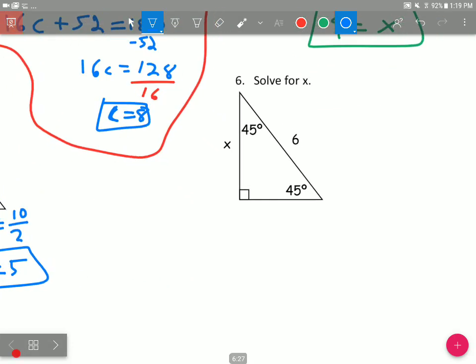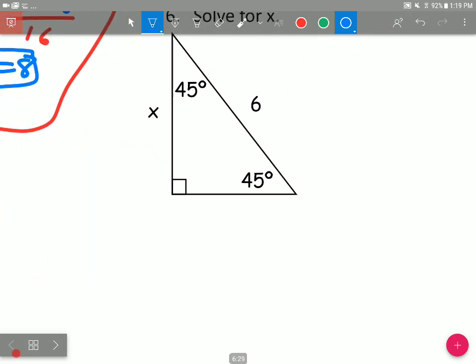How long is this video? 6.5 minutes. I'll finish with this one. All right, 45, 45. Okay, so 45, 45 triangle. Remember, that is a root 2 for your hypotenuse and your 1. Those are your ratios for this one.